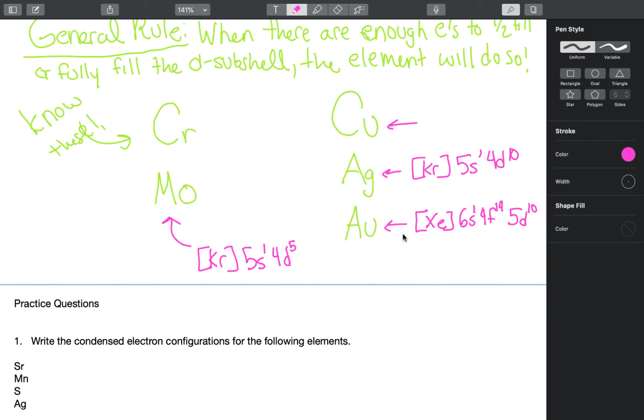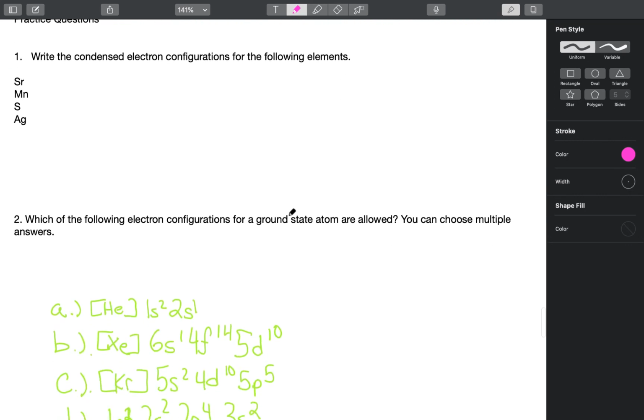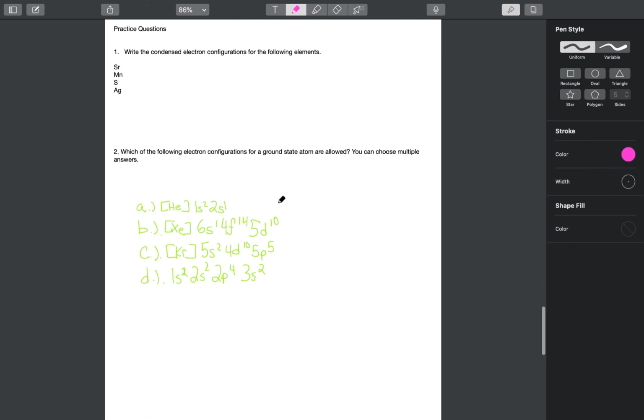So this would be the electron configuration for gold as well. As you can see here, they're following the same rules as copper, and molybdenum is following the same rules as chromium. So you don't have to memorize all of these if you know the rules for chromium and copper. That concludes our talk for today.